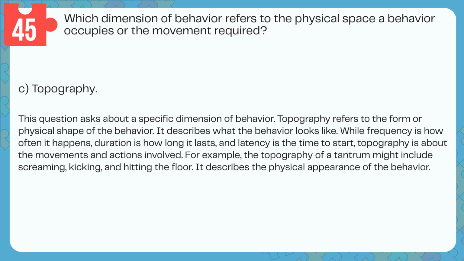Answer C. Topography. This question asks about a specific dimension of behavior. Topography refers to the form or physical shape of the behavior. It describes what the behavior looks like, while frequency is how often it happens, duration is how long it lasts, and latency is the time to start. Topography is about the movements and actions involved. For example, the topography of a tantrum might include screaming, kicking, and hitting the floor. It describes the physical appearance of the behavior.